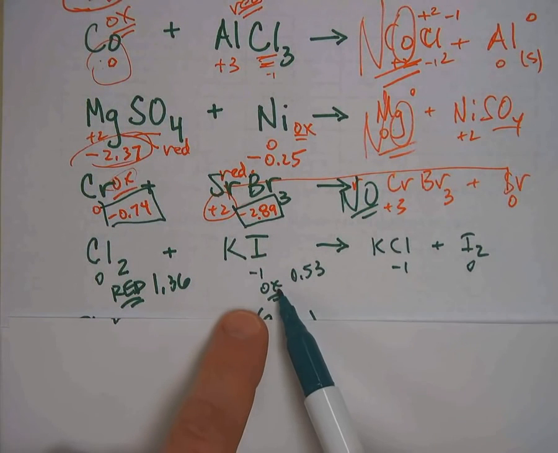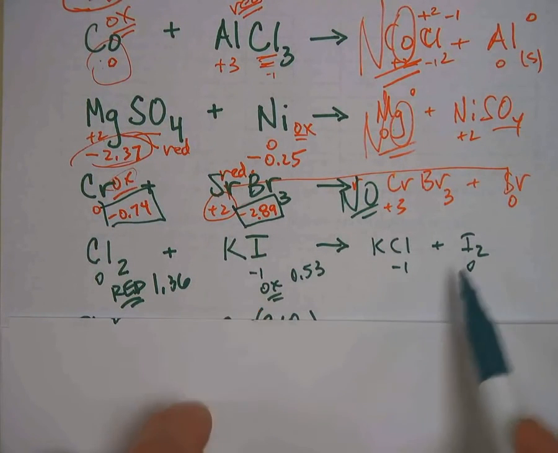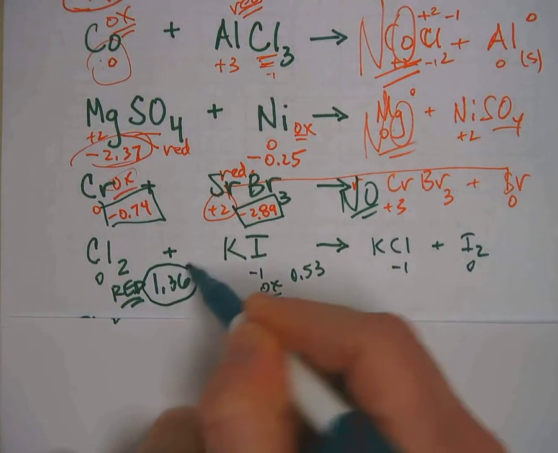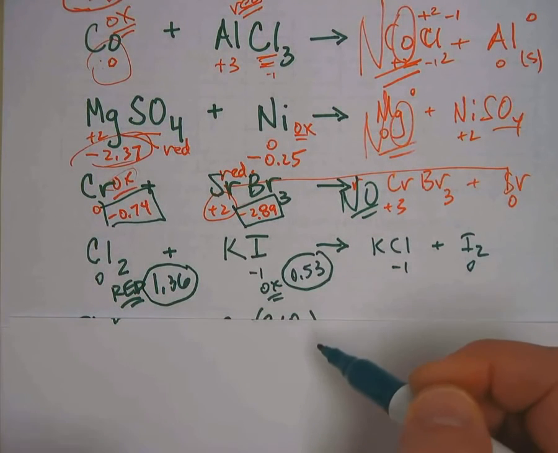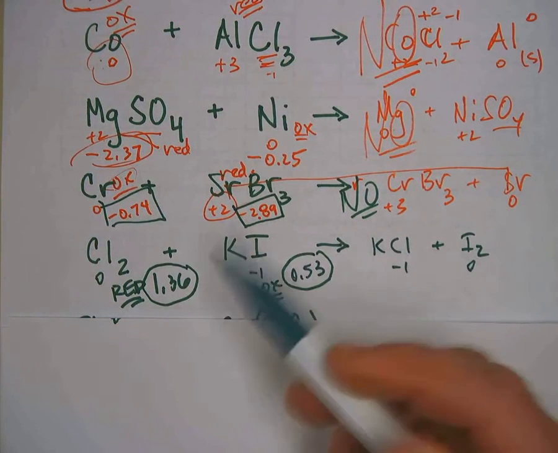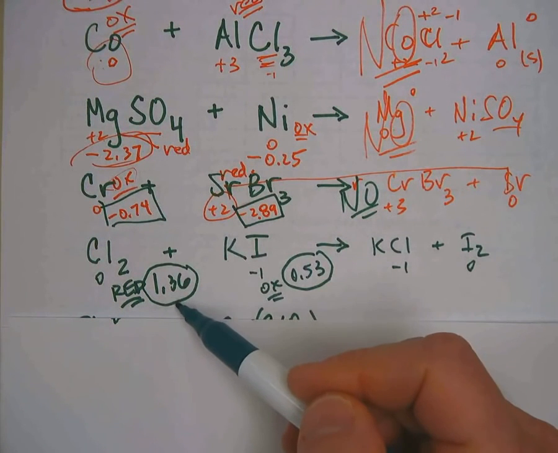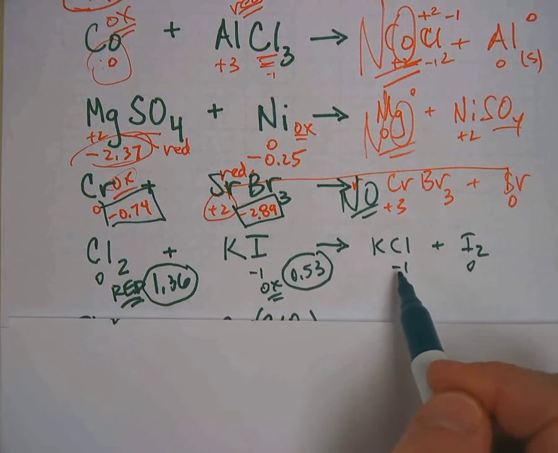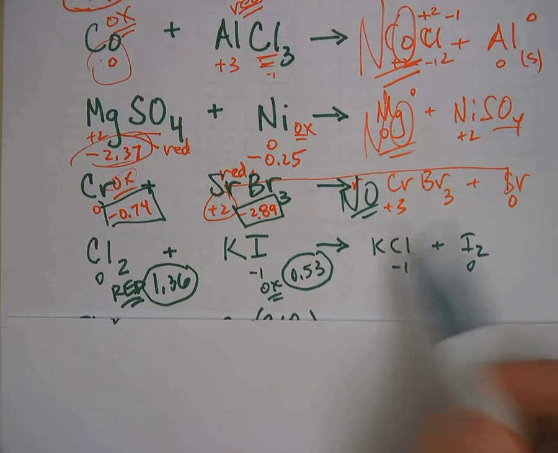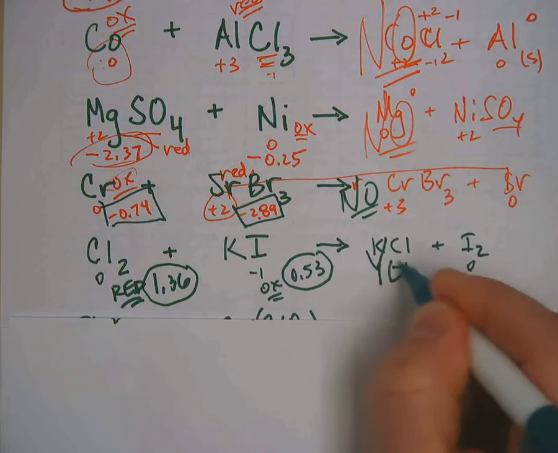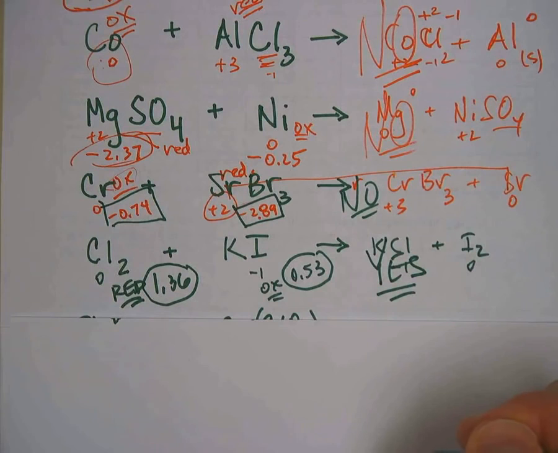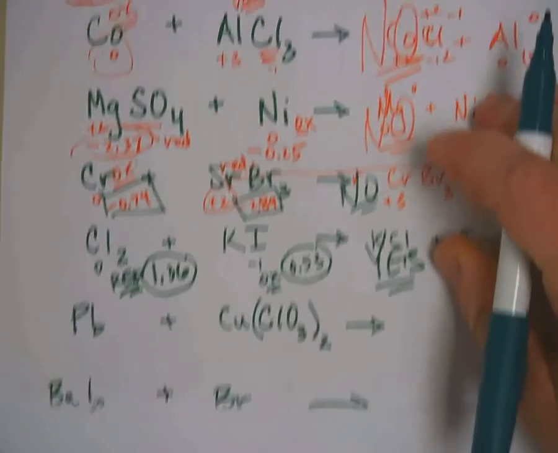Iodine is being oxidized from -1 to 0. Who has the higher reduction potential value? Well, obviously 1.36 is larger. And is that the thing that on paper is being reduced? Yes, it is. So this one is a yes. The reaction will happen.